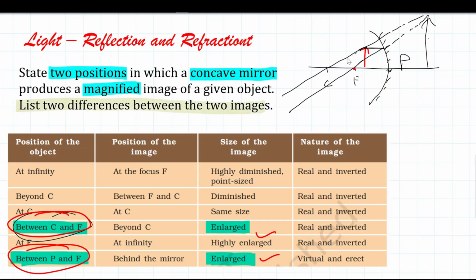The difference is this: in the first case, when the object is between C and F, the image is real and inverted, and in the other case, it is virtual and erect. One more time: when the object is between C and F, the image formed is real and inverted, and when it is between P and F, that is, pole and focus, it is virtual and erect.